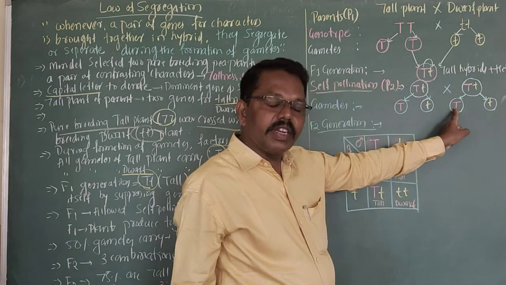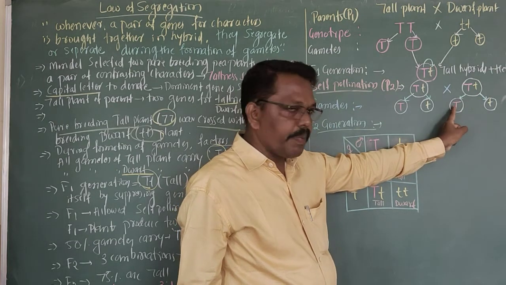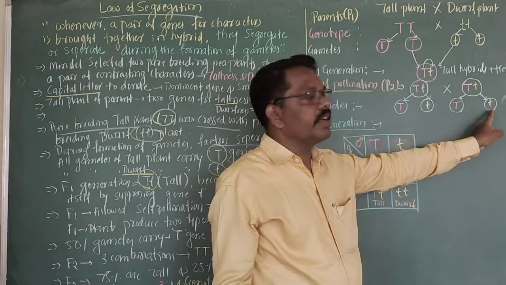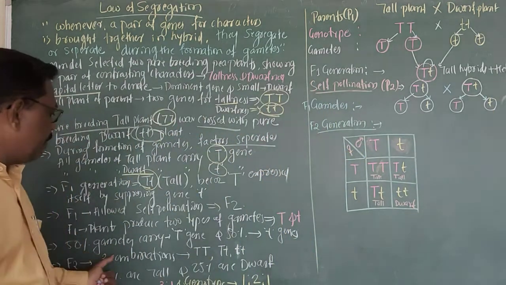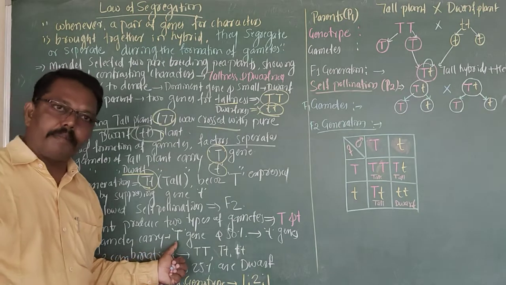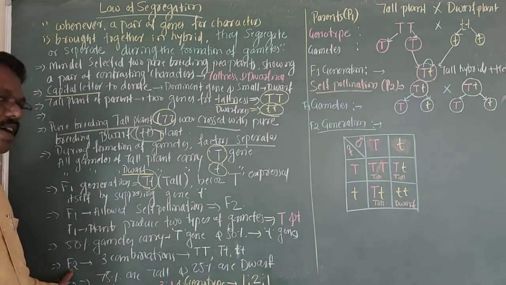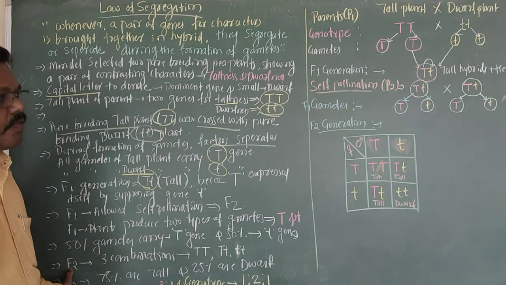Then 50% of the gametes will carry the capital T gene, and the other 50% of the gametes will carry the small t gene. Then we want to get the F2 generation.